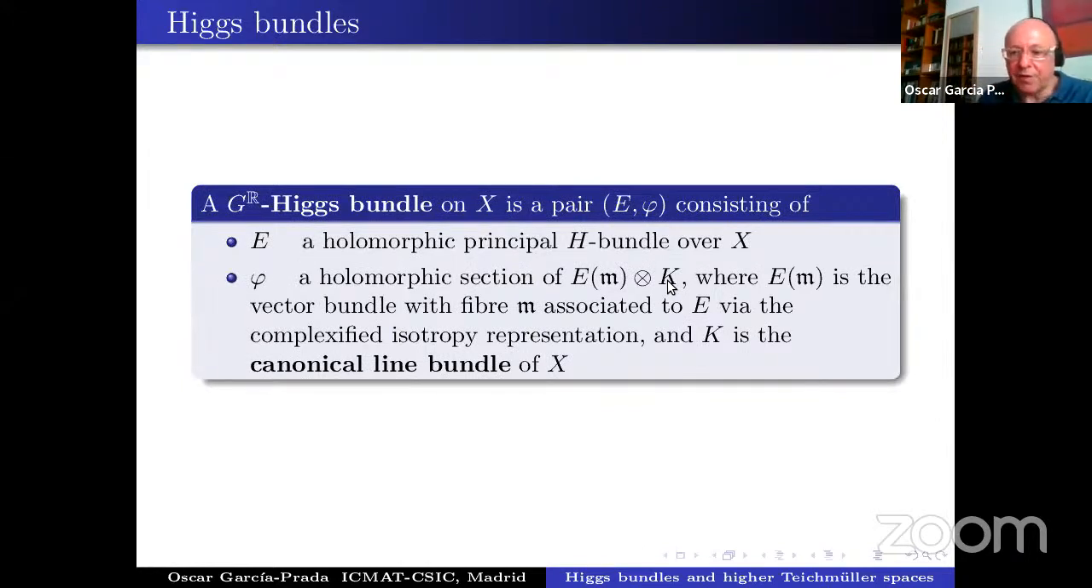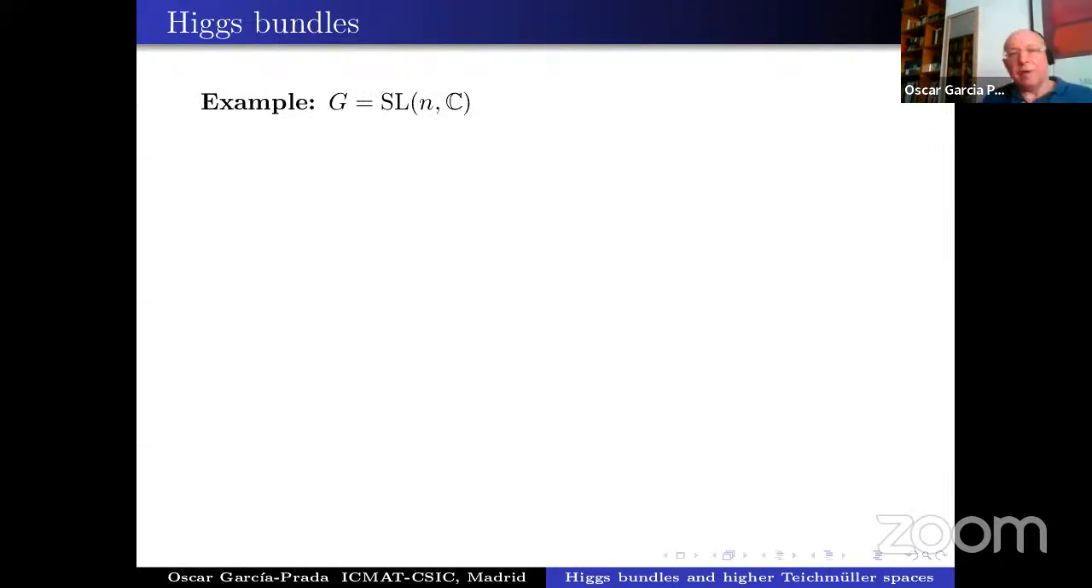Okay, so this is what a Higgs bundle, a G_R Higgs bundle, is on the Riemann surface. And just to give some examples to those not so familiar with this, if we consider, as I said, sorry, I should have called this not G, but G sub R. This is actually, as I said, a typo.